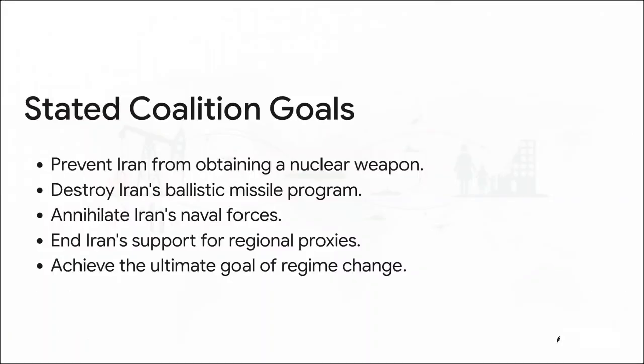And when you look at the stated goals from the U.S. and Israel, they were incredibly ambitious. This was not just some limited strike. They wanted to tear down Iran's entire nuclear and missile programs, wipe out its navy, cut off its support for proxies around the region, and, as President Trump made very clear, achieve the ultimate goal, regime change.